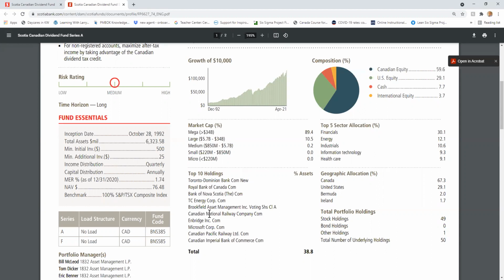So large companies, of course, well-known: financials 30%, energy 12%, industrial 10%. So we can see that sector allocation, and we can see that most of the companies, 89%, are mega companies. Mega means over $34 billion market cap. We didn't talk about market capitalization yet. Market capitalization depends on the price of the shares and how many people buy the shares. That is what the market cap is.